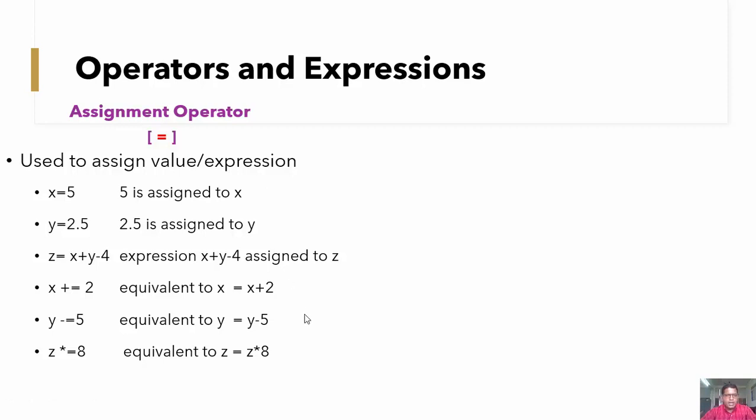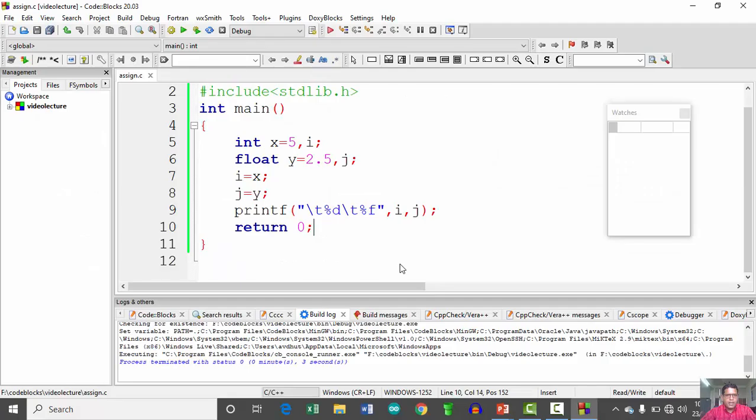So let us see a simple practical implementation of the assignment operator. Consider this simple program. In this program we have declared variable x and variable I with data type integer, variable y and variable j with data type float, and now I is assigned with the value of x. So whatever value of x is present at the right hand side of this assignment operator gets assigned to variable I, and similarly the value of y gets assigned to variable j here.